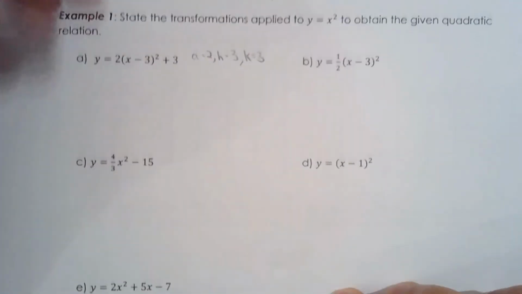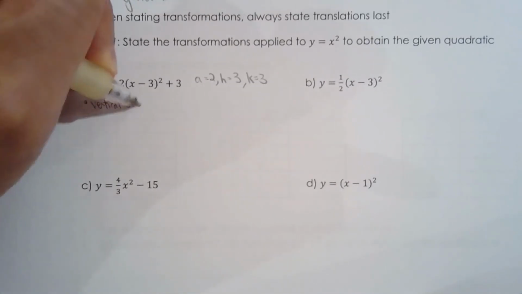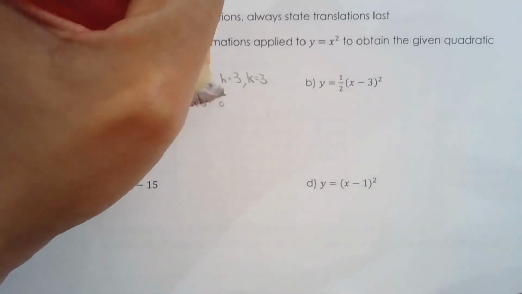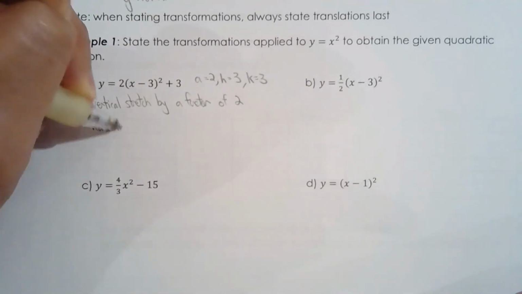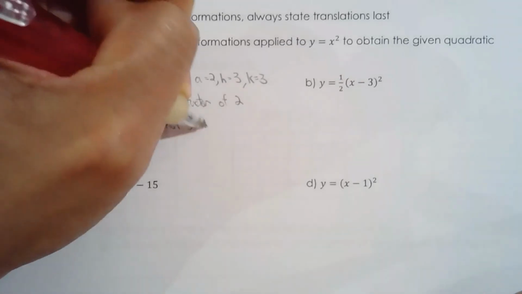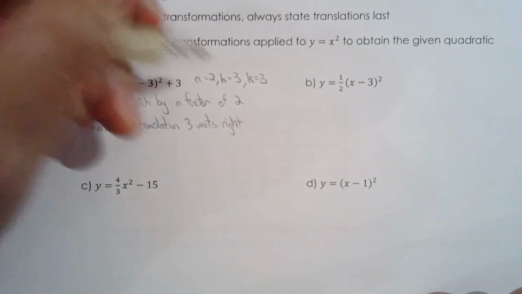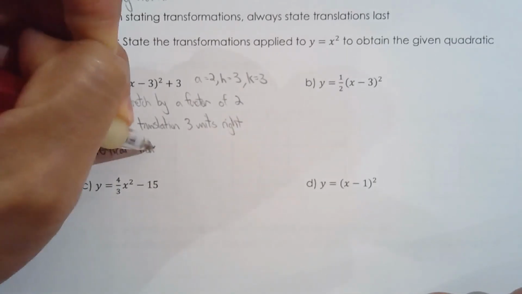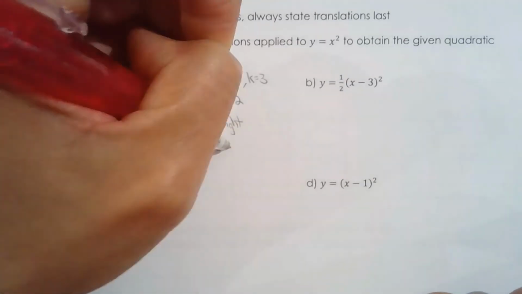Okay, so if a is 2, we have a vertical stretch by a factor of 2. If h is 3, we have a horizontal translation 3 units right, because h is positive, so you're going to the right. Vertical translation 3 units up, right? Because k is positive.